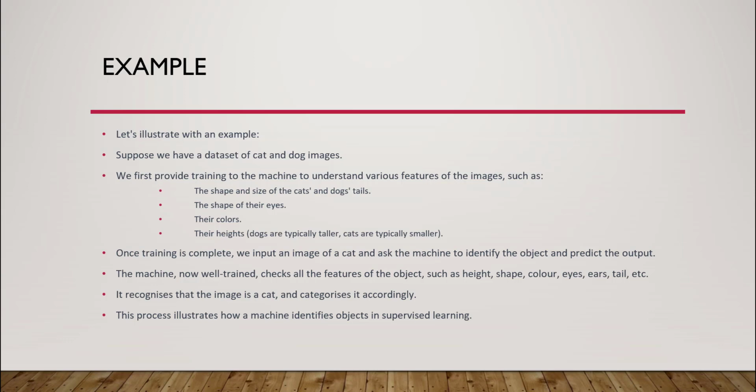Once the training is complete, we input an image of a cat and ask the machine to identify the object and predict the output. The machine, now well trained, checks all the features of the object, such as height, shape, color, eyes, ear, tail, etc., and it will recognize that the image is a cat, and categorizes it accordingly. The process illustrates how a machine identifies objects in supervised learning.